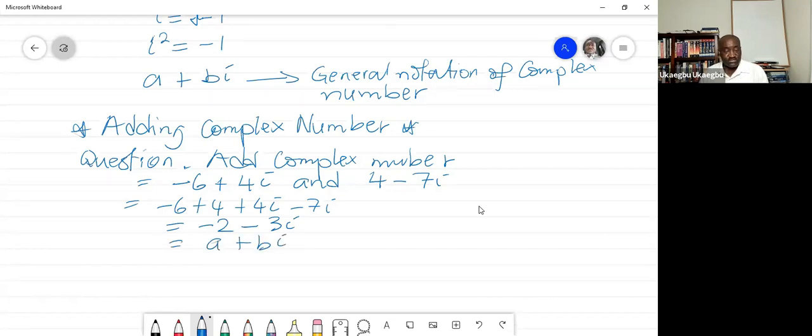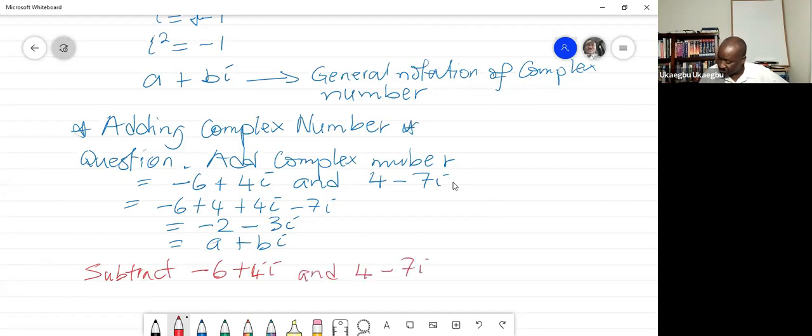Now, how about if we subtract this? Instead of adding, perform the subtraction on -6 plus 4i and 4 minus 7i. So instead of performing addition, perform subtraction.